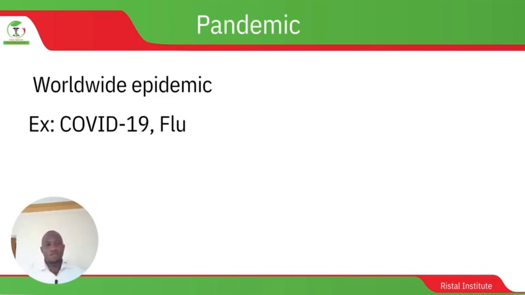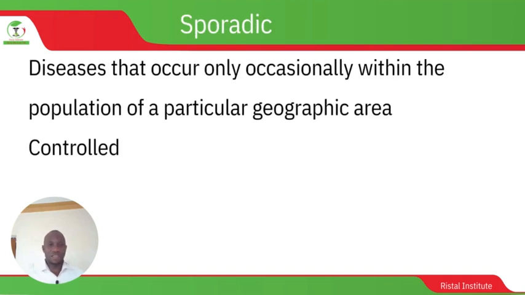Okay, and then we have communicable diseases that occur in pandemic proportions. When we talk about a communicable disease occurring in pandemic proportion, it means that it is actually affecting many countries. So for example, COVID-19 is an example of a pandemic, because many countries have been affected with COVID-19.